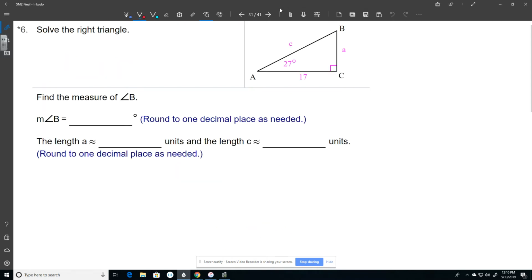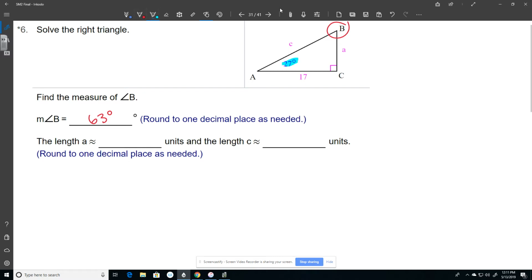All right, number 6, solve the right triangle. So you actually have to do 3 problems in one for this. First one, finding the measure of angle B. That's this angle up here. That one should be pretty easy because you know the angles add up to 180. And if this is 90, that means these two add up to 90, which means angle B is going to be 63 degrees. But now I have to find A and C.